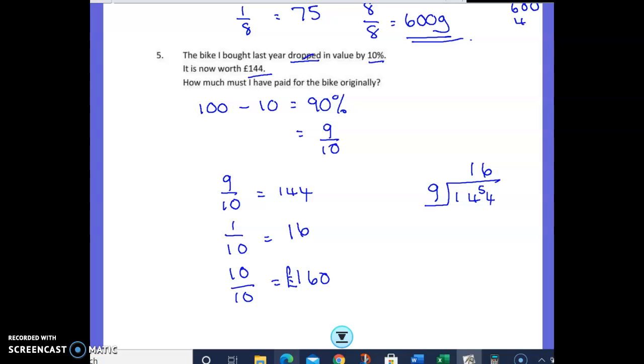Now these questions are a wee bit trickier, but what you can always do is a check at the end. You would do a check at the end by working out the simple percentage. So this dropped in value by 10%. 10% of 160 is 16. 160 minus 16 takes me back to 144. So there is always a check there for you. Okay, I'll leave you to practice some of these.